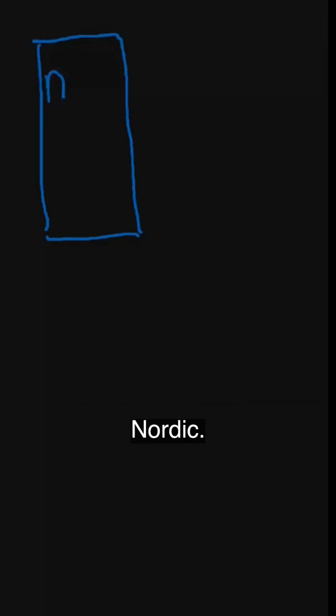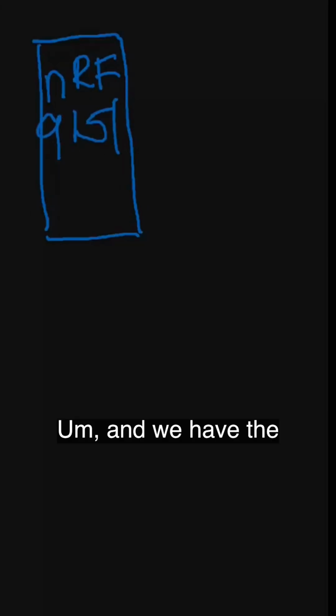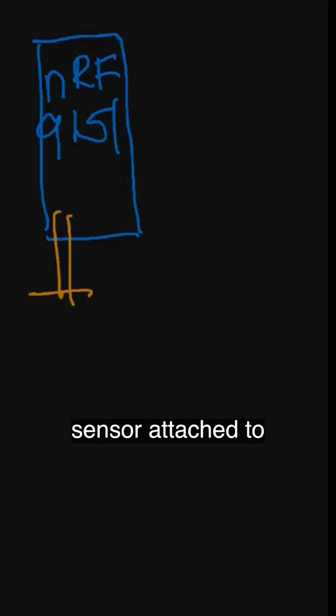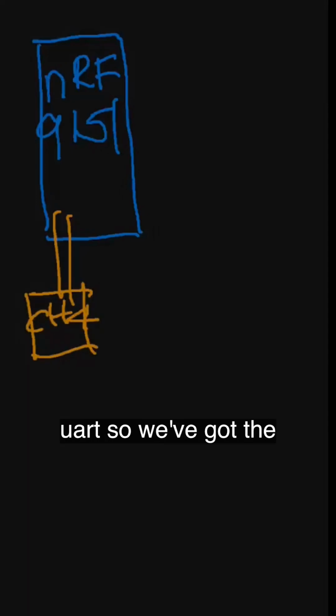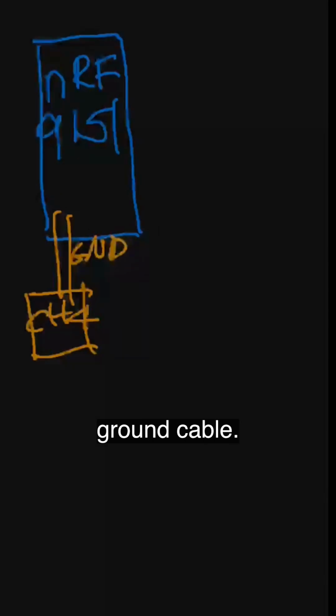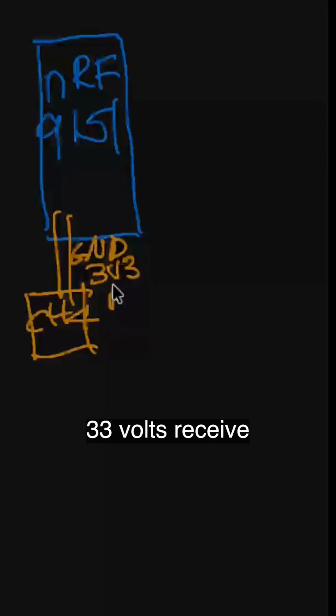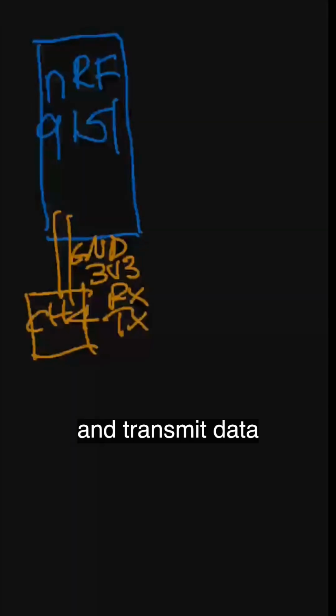Okay, currently the setup we have is that we've got that Nordic nRF9151, and we have the Elikens methane sensor attached to that. Simple wiring right now, and that's UART, so we've got the ground cable, 3.3 volts, receive and transmit data.